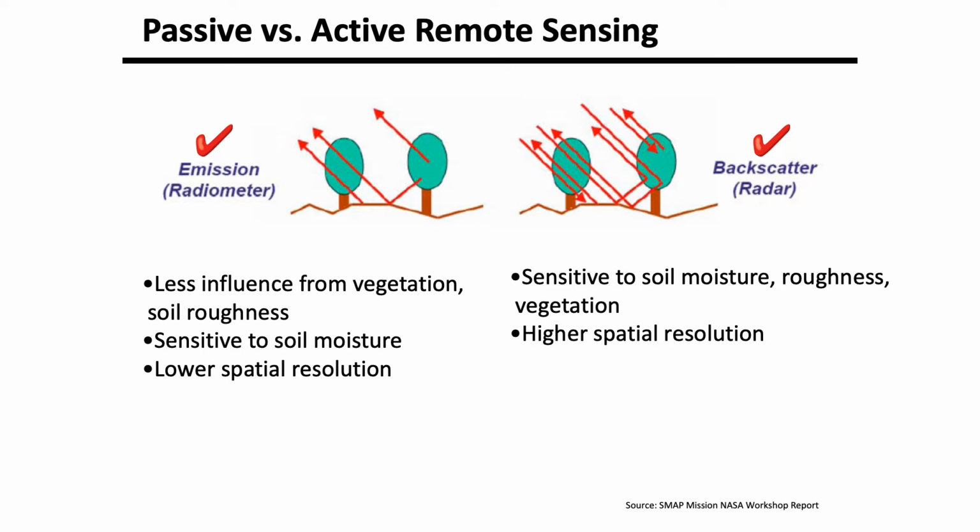The soil moisture, in fact, is the dominant effect on that received signal in the absence of significant vegetation. On the other hand, the active component, or backscatter, or radar, you have the ability of having a finer spatial resolution, and it's also sensitive to soil moisture. However, it's influenced more by vegetation and surface roughness. So the goal here is to try to combine these two technologies optimally, so you can leverage the capabilities of both.